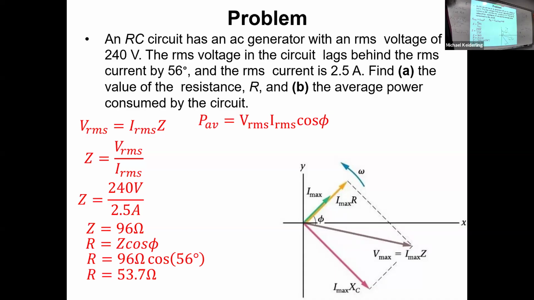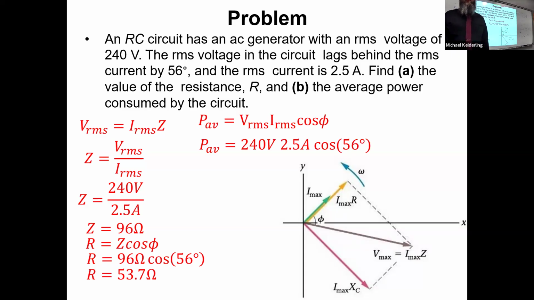And the average power is voltage root mean squared times current root mean squared times the cosine of the angle, or cosine phi. So 240 volts times 2.5 amps times the cosine of 56 degrees, which is 336 watts.